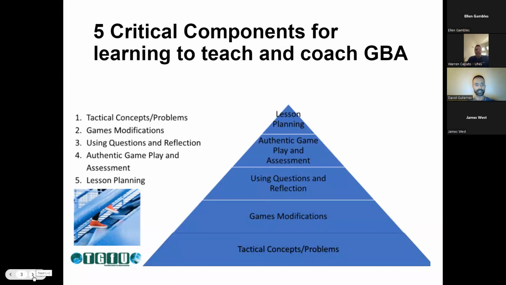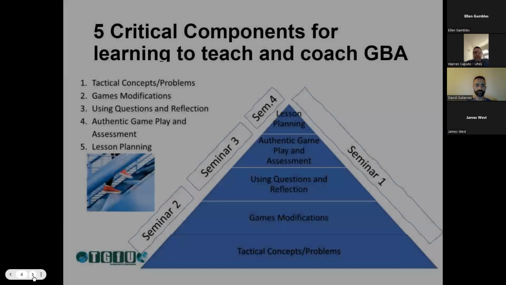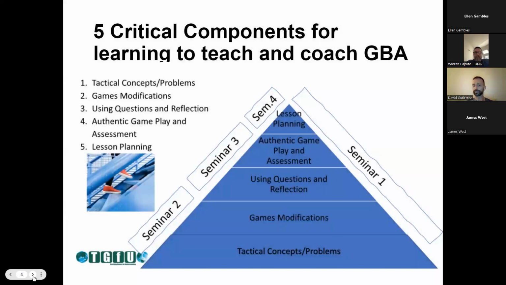So these are the 5 critical components for learning to teach and coach the game-based approach. After long discussion, we decided that this could be a good set of 5 steps to introduce yourself to the game-based approach. During the first seminar, we saw a general view of the 5 topics, and today, in seminar 2, we will address topic 1 and topic 2: tactical concepts and game modification.